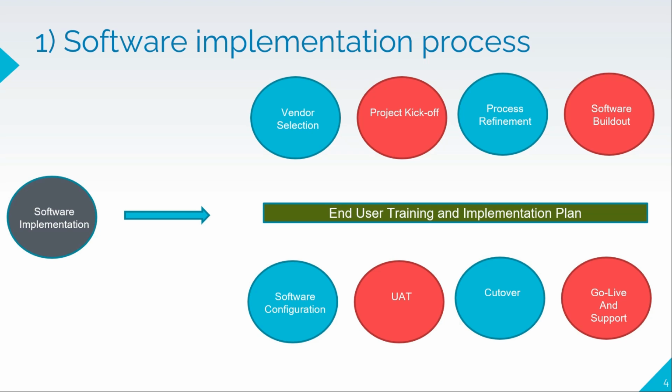The next one is UAT, user acceptance test. The seventh one is cutover. Cutover is shutting down the existing system and making sure that the client is ready to take up the new software. And the last process is go live and continuous support on our software. So this is the software implementation process strategy or plan.